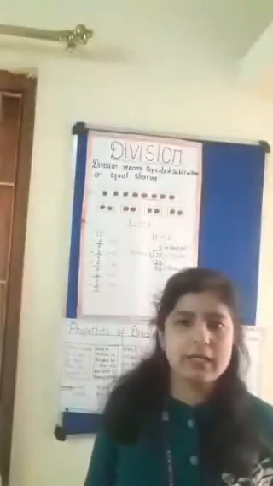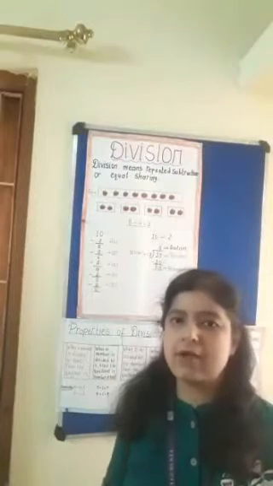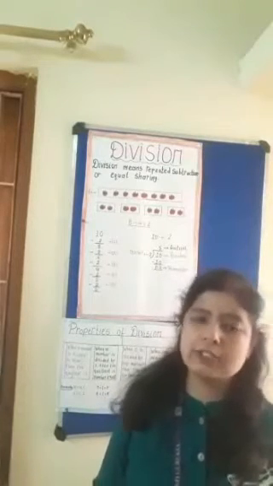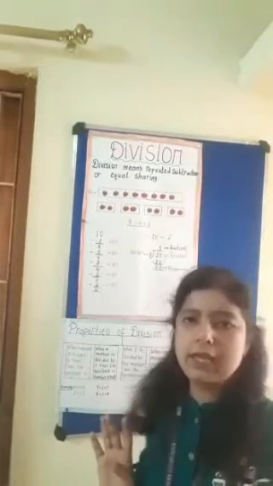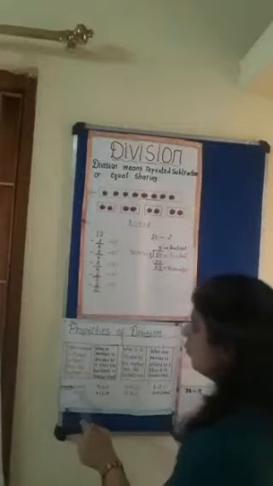If we divide a number by the number itself, the quotient will be 1. For example, I am having 4 apples and I have divided them into 4 groups. So in each group there will be 1 apple. So 4 divided by 4 equals 1. 6 divided by 6 equals 1.